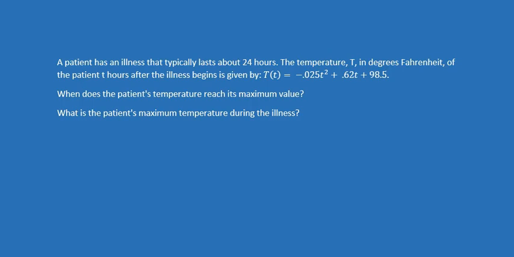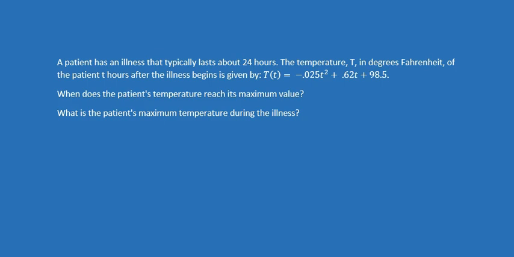In this video, I will solve a quadratic application question that I call the time temperature problem. This question says that a patient has an illness that typically lasts about 24 hours. The temperature, which is represented by capital T in degrees Fahrenheit of the patient with the lowercase t hours after the illness begins, is given by the following equation.